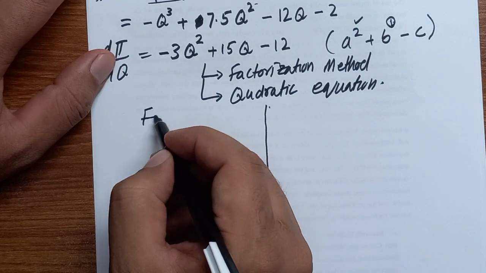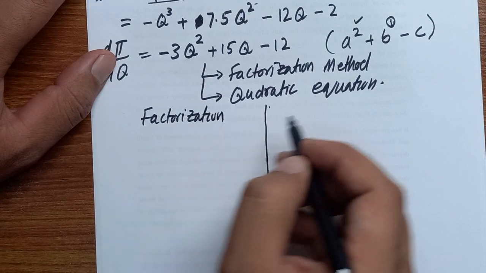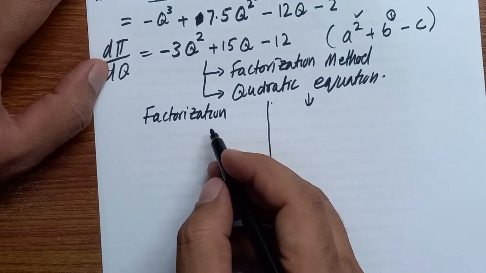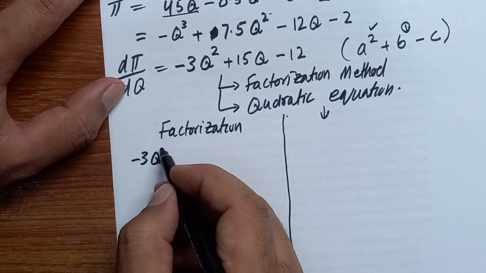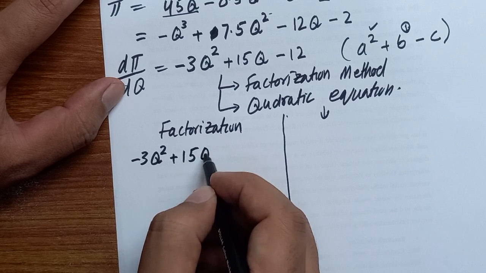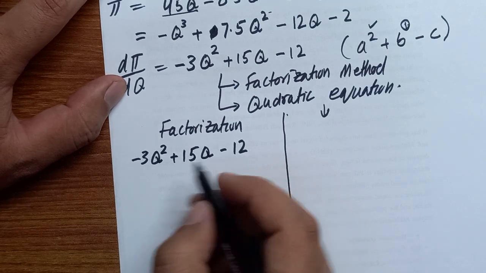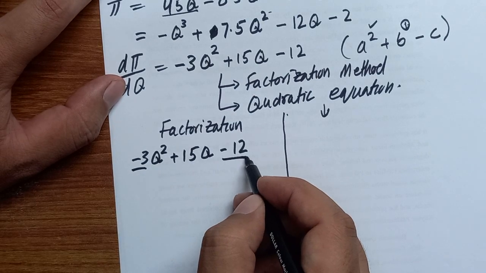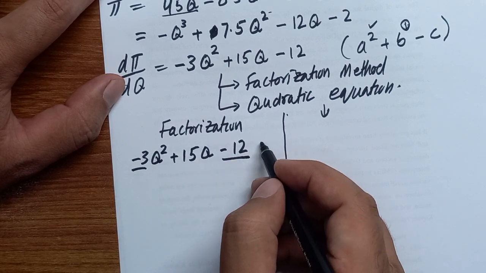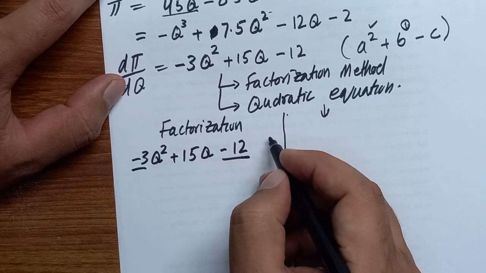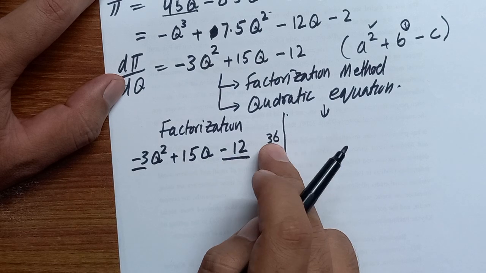Here is the factorization method, and here we use the quadratic equation. For the factorization method, we have minus 3q square plus 15q and 12. In the quadratic equation, this value is multiplied with this value. So minus into minus will be plus. 3 12s are 36. So the extreme values will be multiplied with each other, and it will be equal to 36.